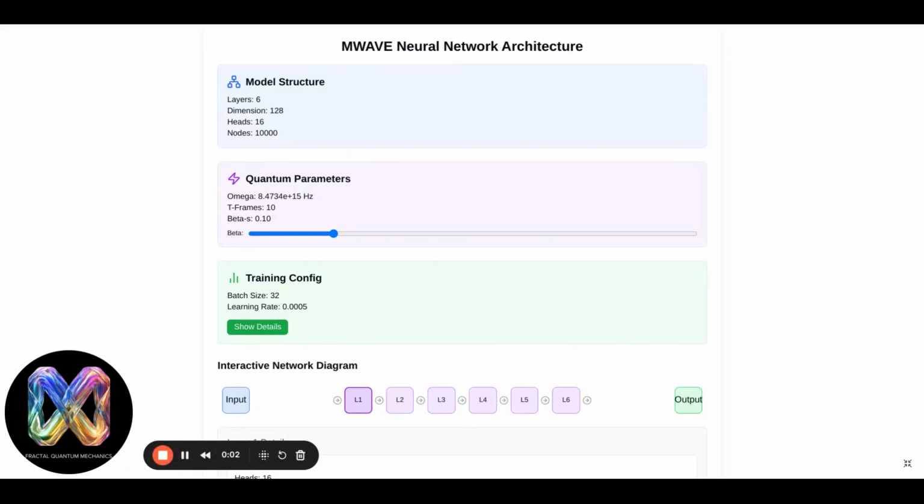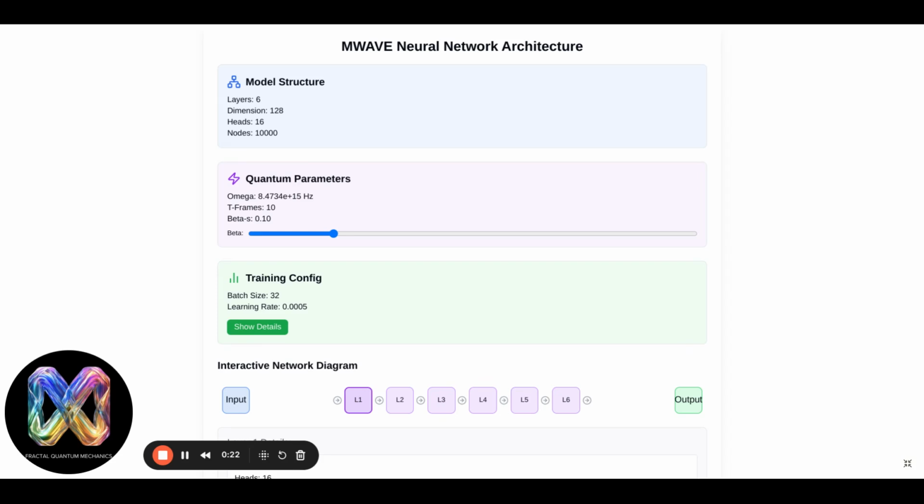Today I'm excited to show you our MWAVE Neural Network architecture. It's a cutting-edge model inspired by quantum fractal patterns. So this visualization demonstrates how our model processes complex quantum data structures through multiple layers of very specialized attention mechanisms.